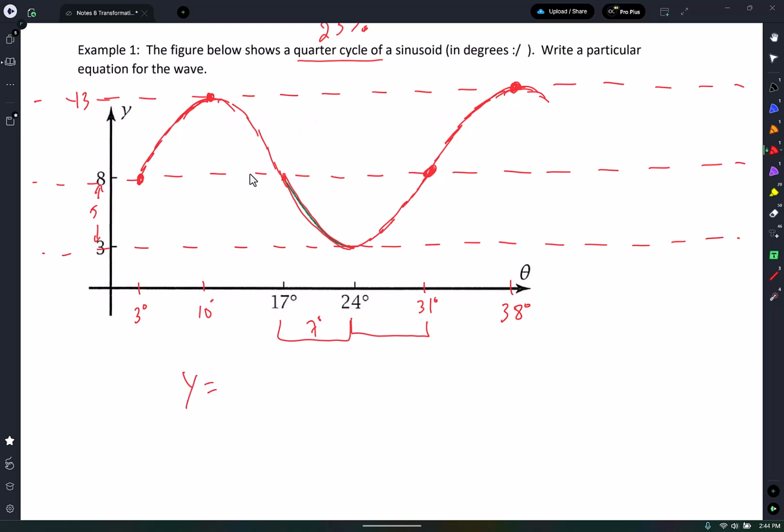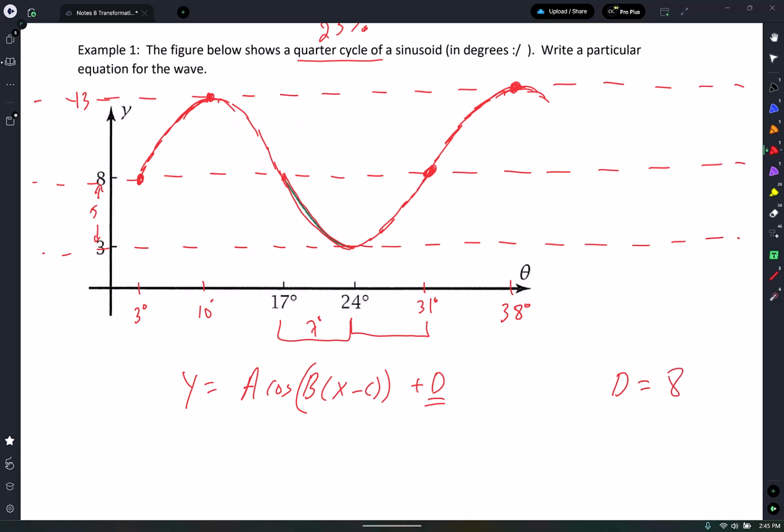We said, what do we know right now? We just know cosine. y = A cos(B(x − C)) + D. Nothing crazy. The midline is the D. D seems to be 8.